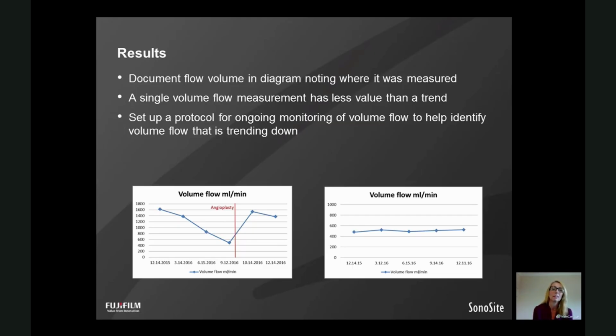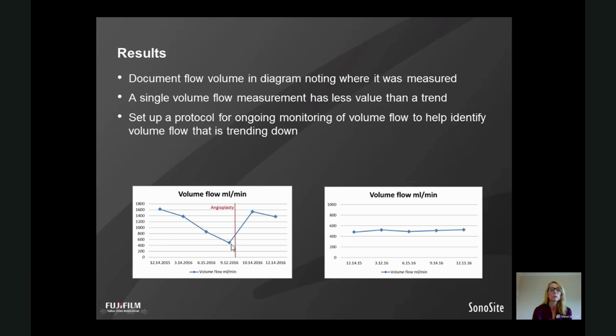So routine surveillance, part of your surveillance is to do them routinely. It will not only help you intervene appropriately, it will also stop you from intervening inappropriately. Because if you are constantly measuring and it's always 600, you less likely want to go ahead and do something because it's actually been stable. So I set up a protocol for ongoing monitoring of volume flow to help identify the volume flow that's trending down. So you can see these two examples here that, like I said here, it was 1,600 mils a minute, but it was trending down.